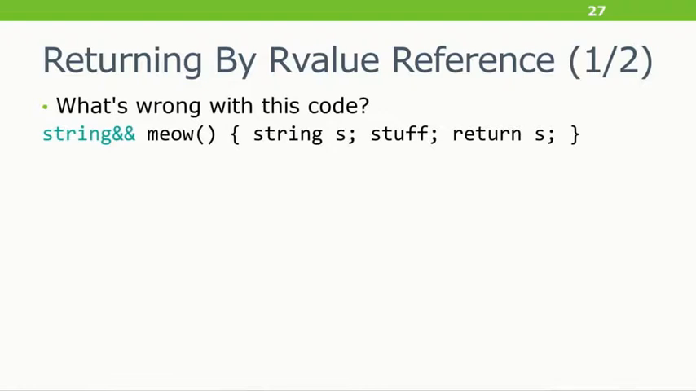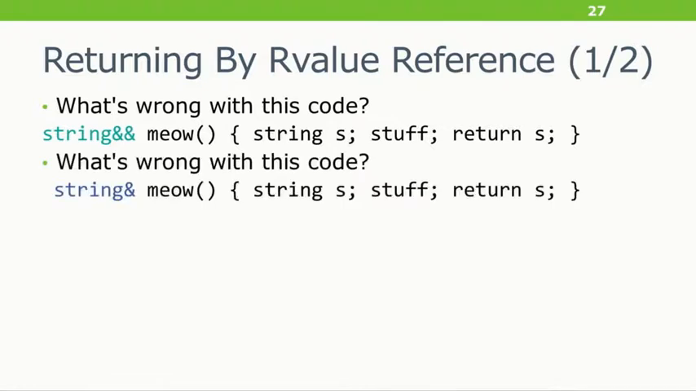OK. The problem here, let me ask another question. What if I wrote this in C++98? This will also compile, where I say string s stuff, return s, and I return a string ref. Who sees what's wrong with that? The problem is you're returning a reference to a local variable, which is about to be destroyed.